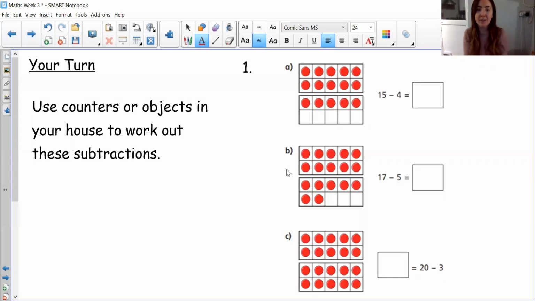Okay, so time for you to have a go at these questions. Now there is more to come, so don't turn off after this. If you just pause here and you can use counters or objects in the house or drawings to work out these subtractions. Okay, so pause here and then come back in a minute.